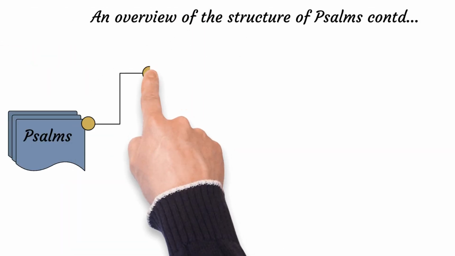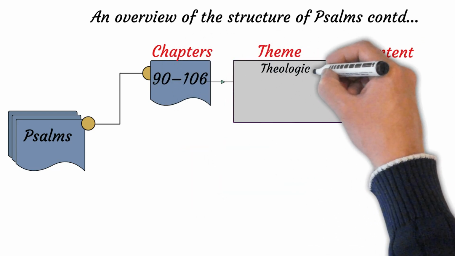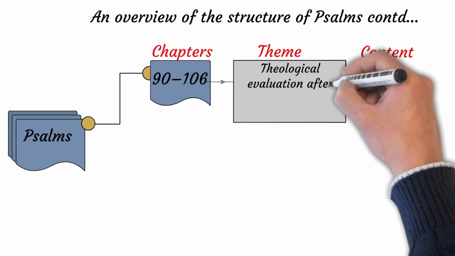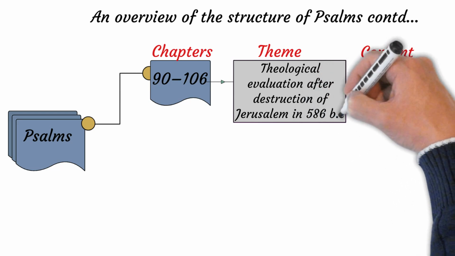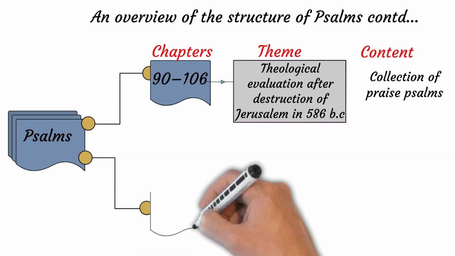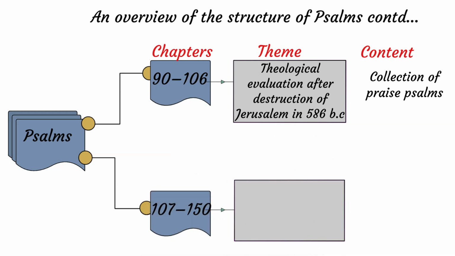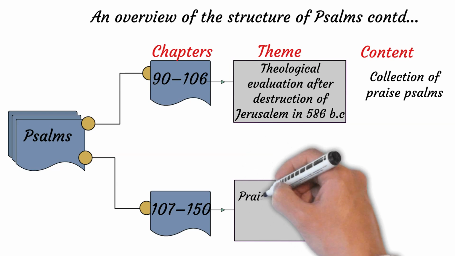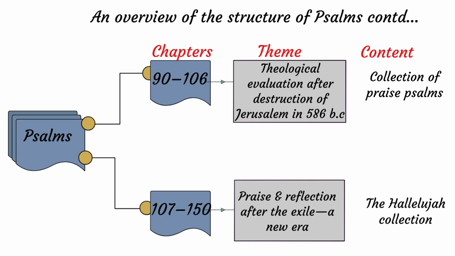The fourth subsection comprises chapters 90 to 106, containing theological evaluation after the destruction of Jerusalem in 586 BC, and it contains a selection of psalms of praise. The fifth and last subsection comprises chapters 107 to 150, and it deals with praise and reflection after the exile, containing the Hallelujah collection.